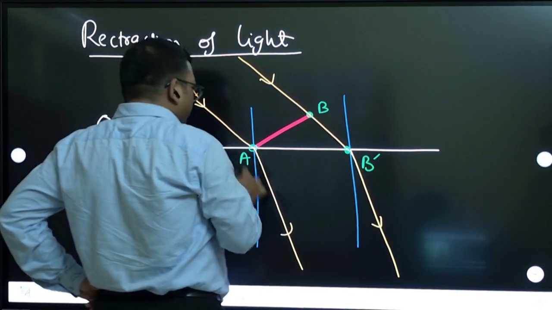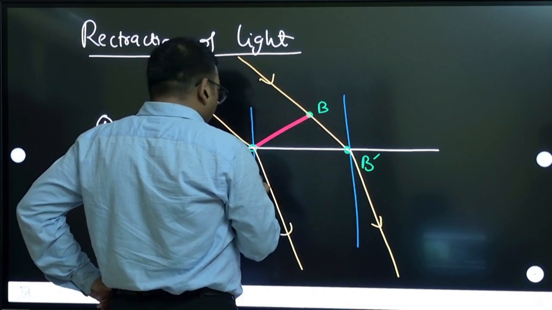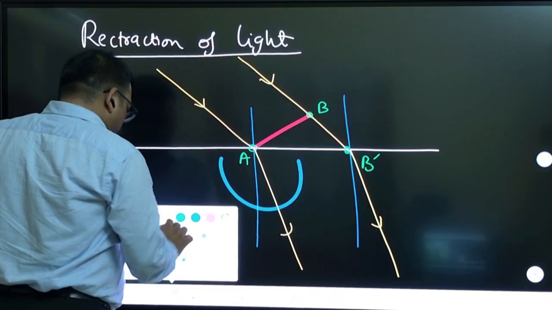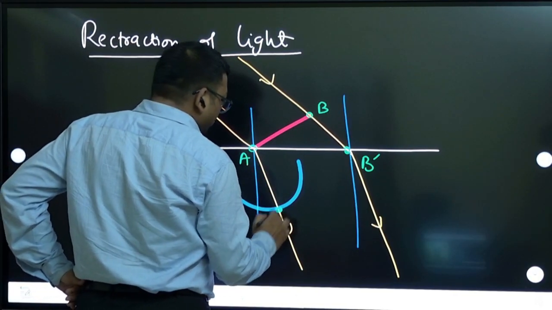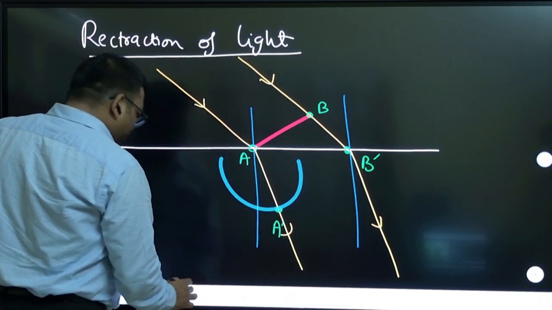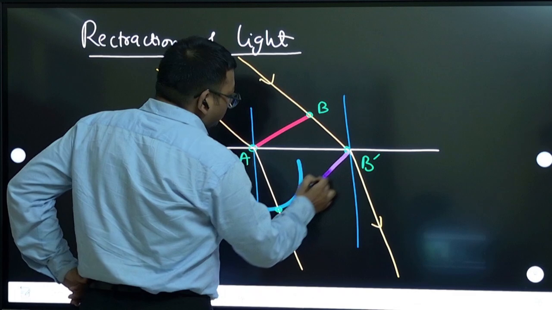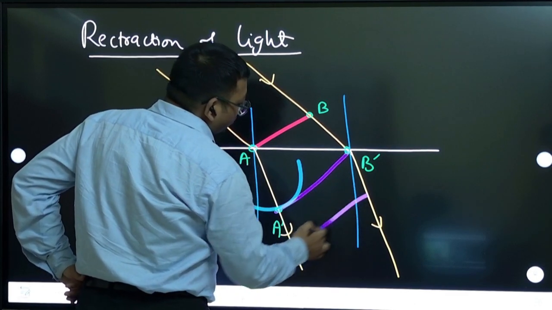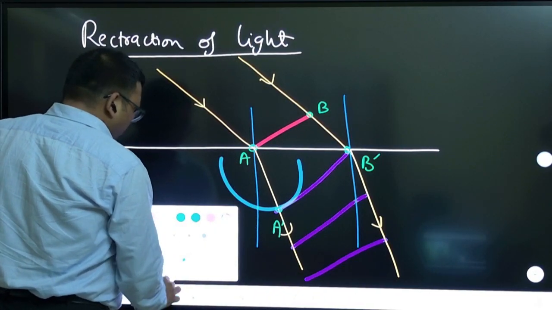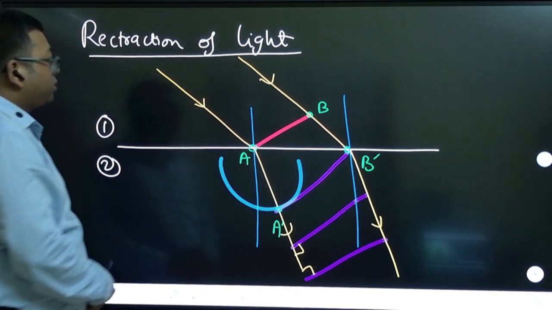This point will behave like a spherical wavefront. So by the time light comes from here to here, it will emit a spherical wavefront like this. That means this point A will reach here as A dash by the time B reaches B dash. Now let us join this wavefront, the refracted wavefront. This is how it will look. They are perpendicular to this refracted front. That's how the wavefront comes.